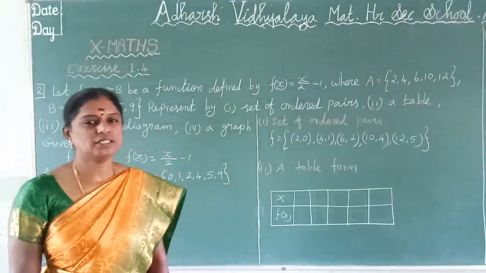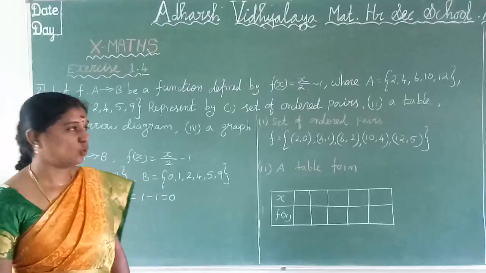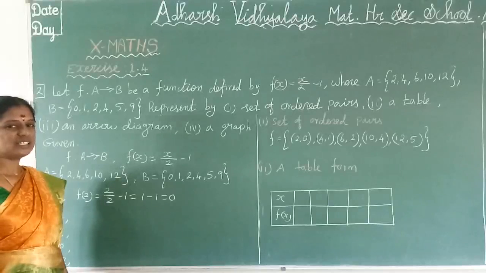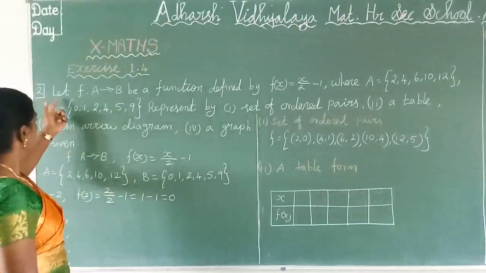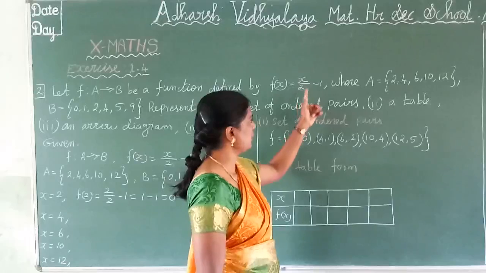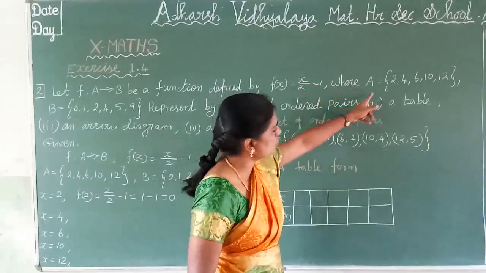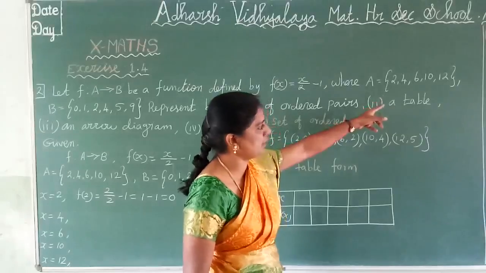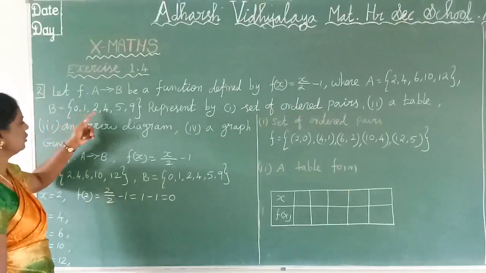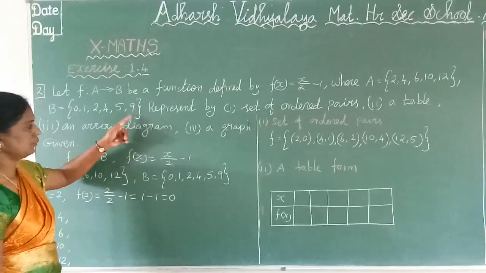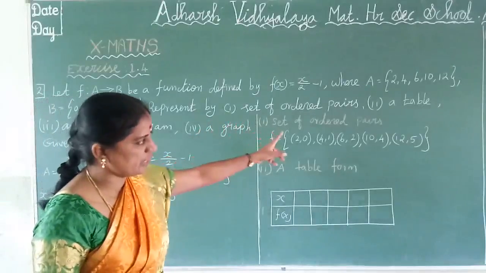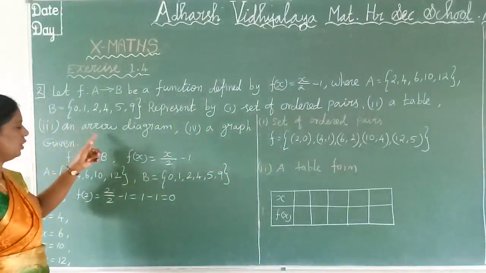Today we are going to discuss the first chapter, Relations and Functions, exercise 1.4. Already we completed the first sum in the last class. Now we discuss the second sum. Let f: A → B be a function defined by f(x) = x/2 - 1, where A = {2, 4, 6, 10, 12} and B = {0, 1, 2, 4, 5, 9}. Represent it by first, a set of ordered pairs; second, a table form; third, an arrow diagram; fourth, a graph.